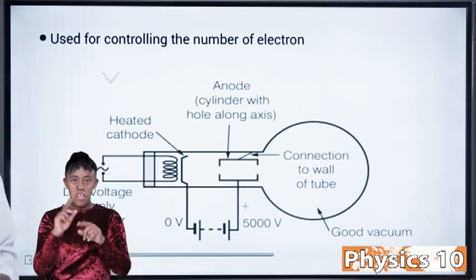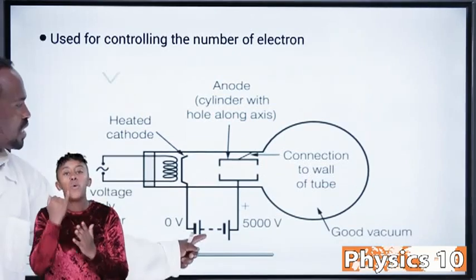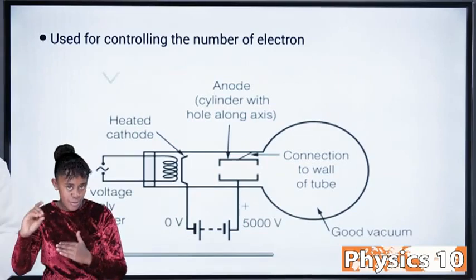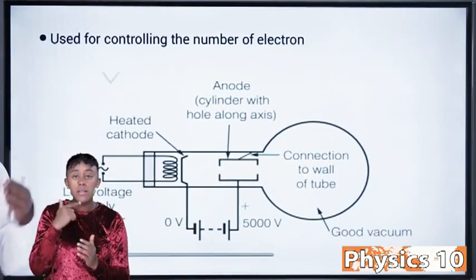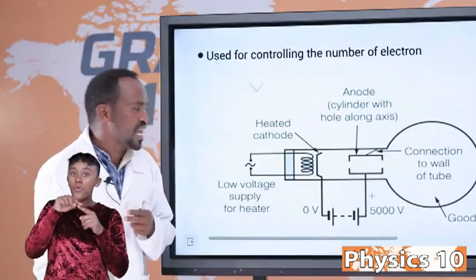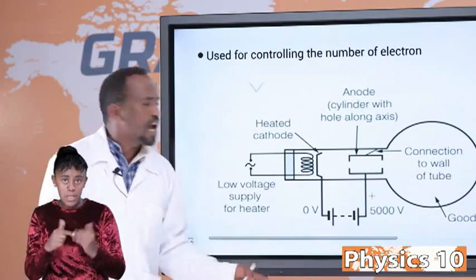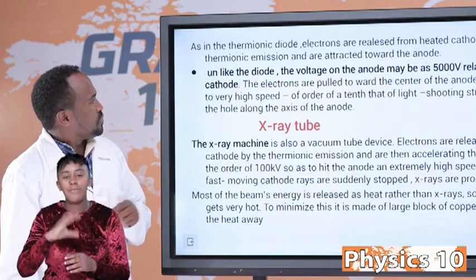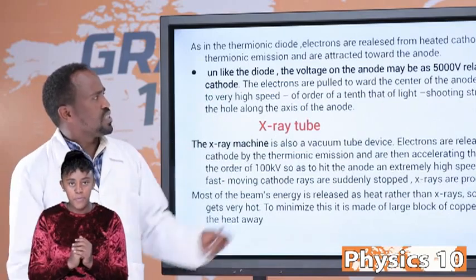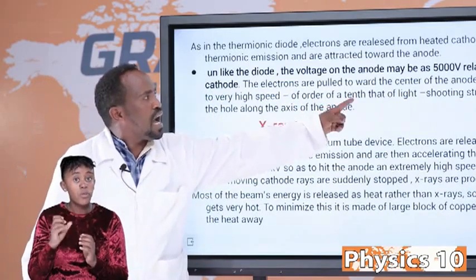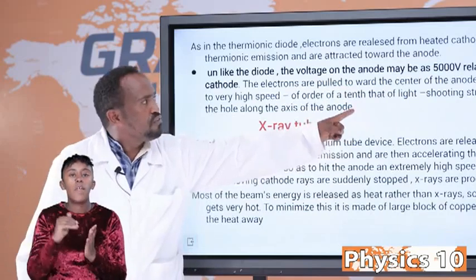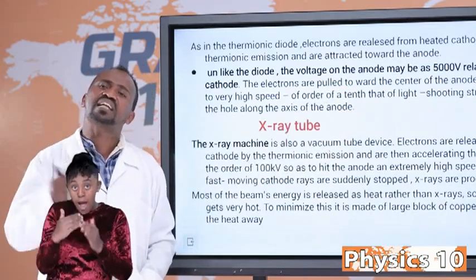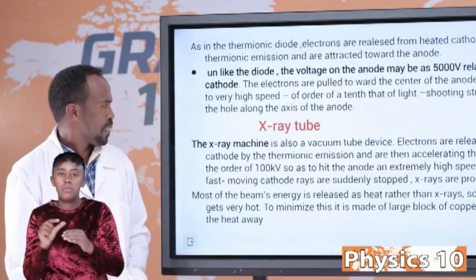It is a vacuum. If you look, the anode is at a higher potential than the cathode. This is the reason why I say the electron is attracted toward the anode. This is a simple diagram of the cathode ray tube. So, unlike the diode, the voltage on the anode may be as high as 5,000 volts relative to the cathode. The voltage of the anode is higher than the voltage of the cathode.